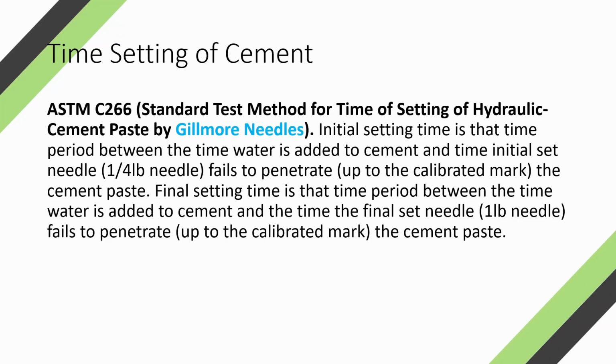Okay, so next we have here the setting time of cement using Gillmore needles. So the initial setting time is the time period between the time water is added to cement and the time the initial set needle fails to penetrate up to the calibrated mark. So yung initial set needle natin is 1/4 pound yung weight niya.